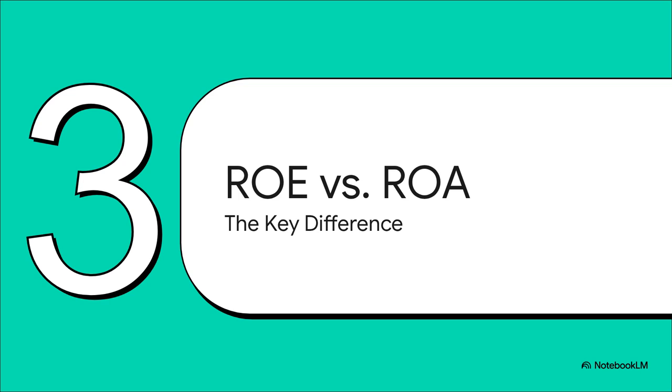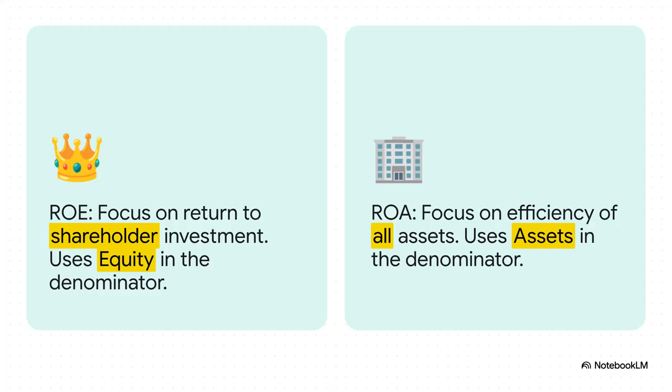Understanding that difference is huge. And you can see that difference laid out right here. We know ROE is from the owner's perspective, using equity on the bottom. But ROA looks at things from a broader management perspective. It asks, how well are we using all our assets to make a profit? It doesn't care if those assets were bought with owner's money or with debt. That's why it has average total assets in the denominator.